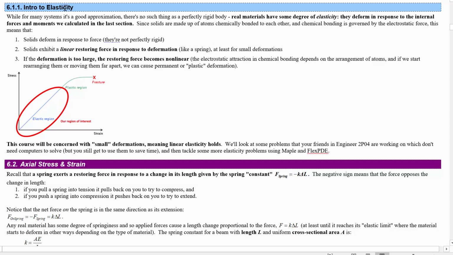If you pull it too much, then that's not going to be the case. If the deformation is too large, then the restoring force becomes nonlinear, and this is the kind of thing you would have dealt with in first-year materials. We go from an elastic region into a plastic region, perhaps, and then fracture.